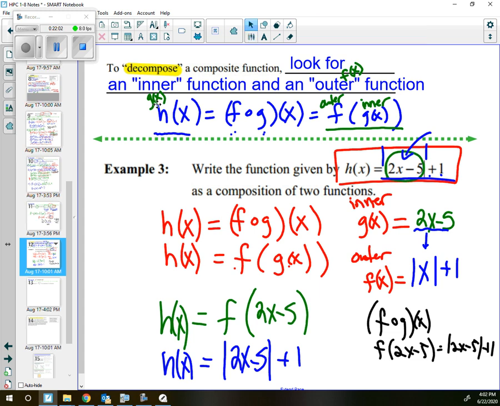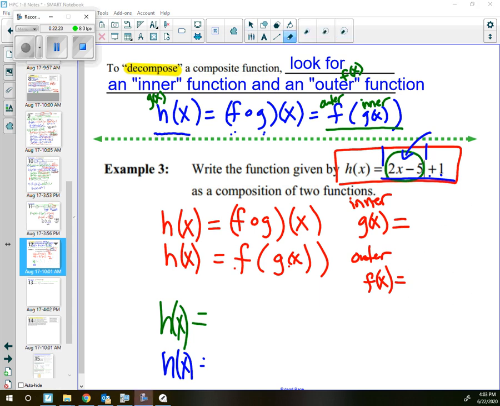Now, is that the only way to do this? Well, no, absolutely not. There are other ways to make an inner and an outer function. So we can take a look and see if we have another option that could work. Let's try it a different way. See if you can pause the video even and come up with a different inner and outer function that would also make this true.